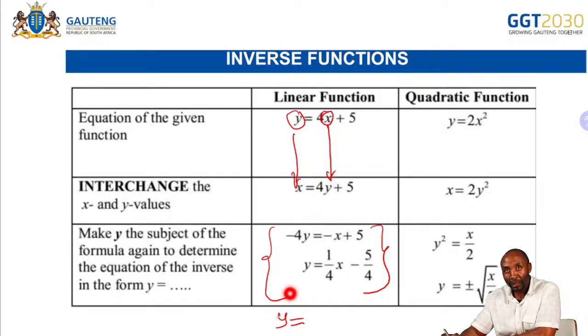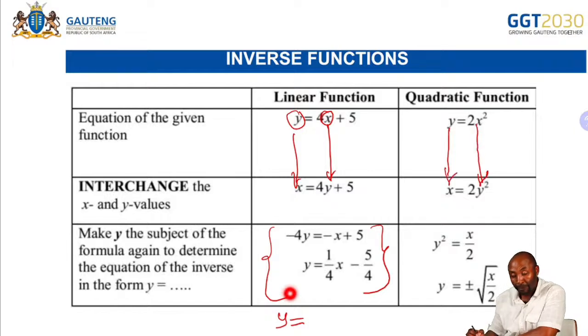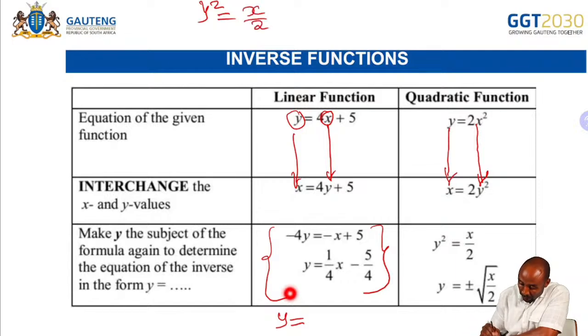For the quadratic function, you have your y is equal to 2x squared. You swap x and y positions, and where there was y, we now have x. Where we had x, we now have y. But remember, we have to make y the subject, in which case we will have y squared is equal to x over 2. So to make y the subject, remember this is y is equal to plus or minus the square root of x over 2.